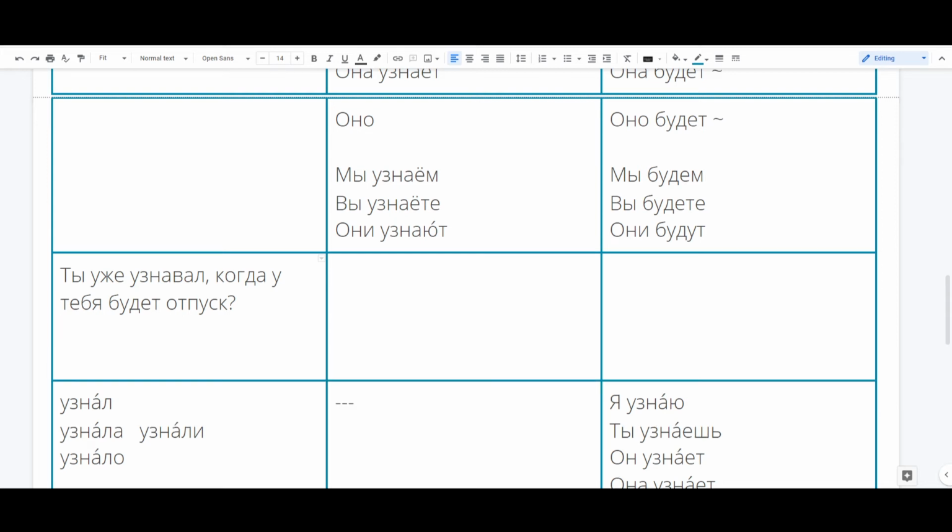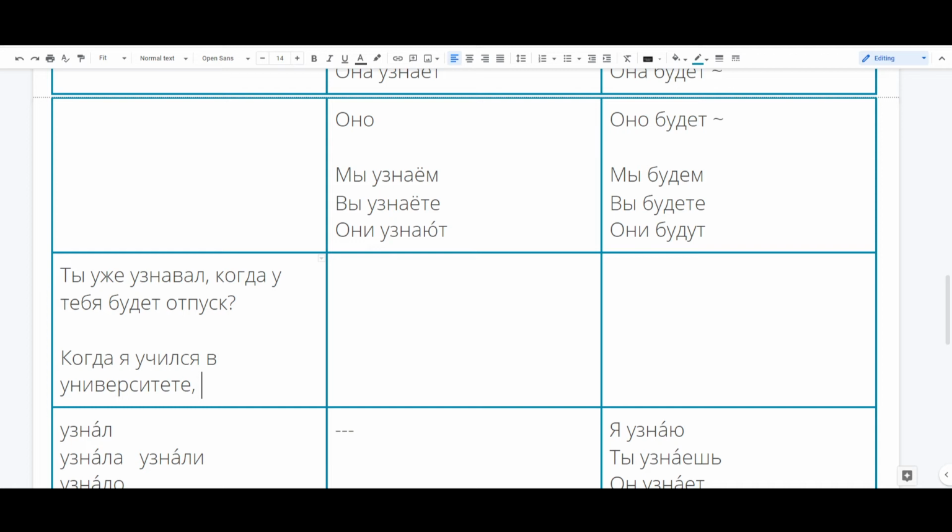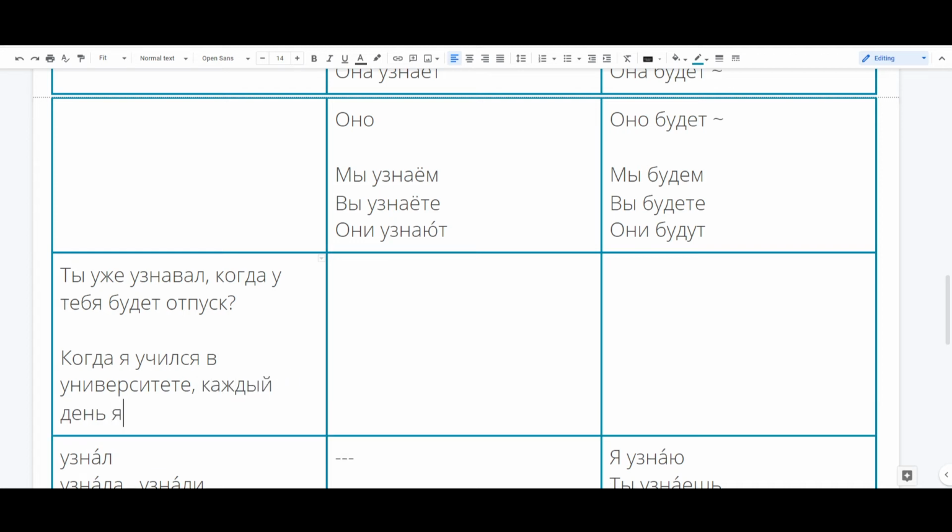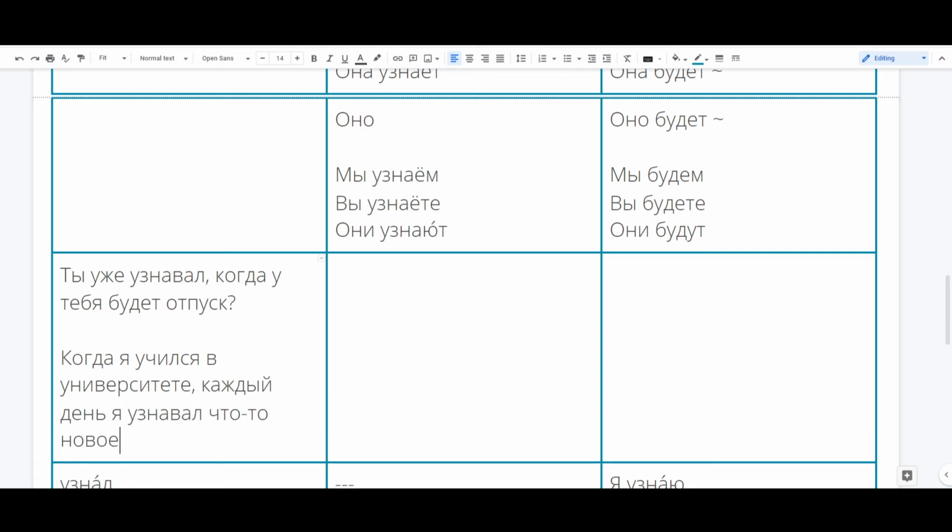Or, for example, a repeated action. Когда я учился в университете, каждый день я узнавал что-то новое. When I studied in the university, every day I learned something new. So here it's the repeated action, so we use imperfective.